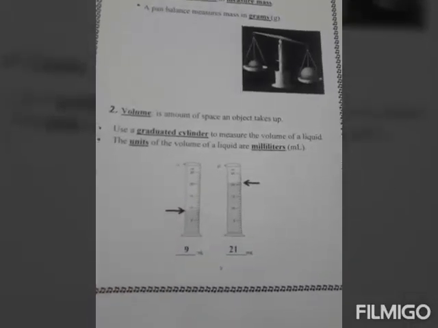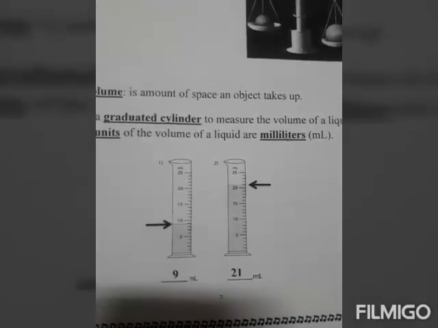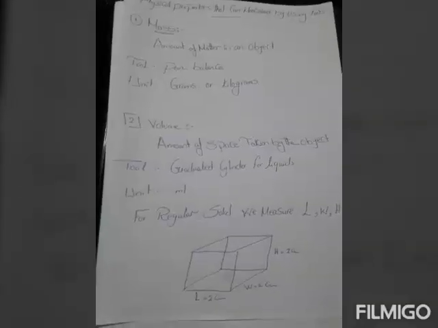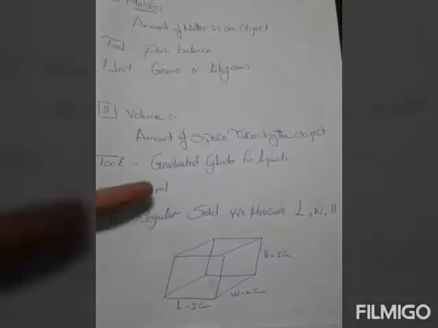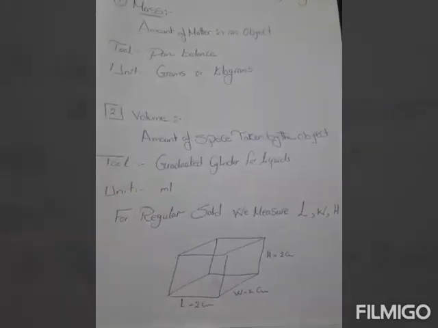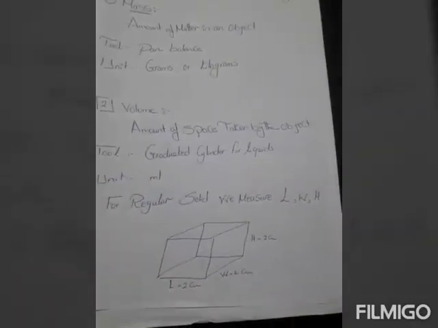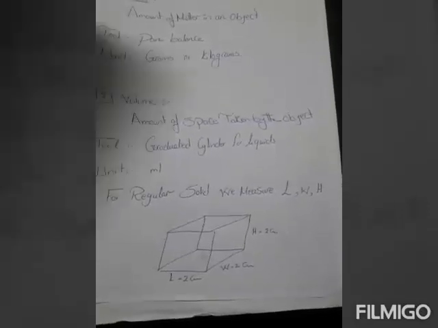This graduated cylinder is used to measure the volume taken by the liquid. The unit we use to measure the volume of liquids is milliliters. Okay, now a regular solid, such as a cube, like this one.